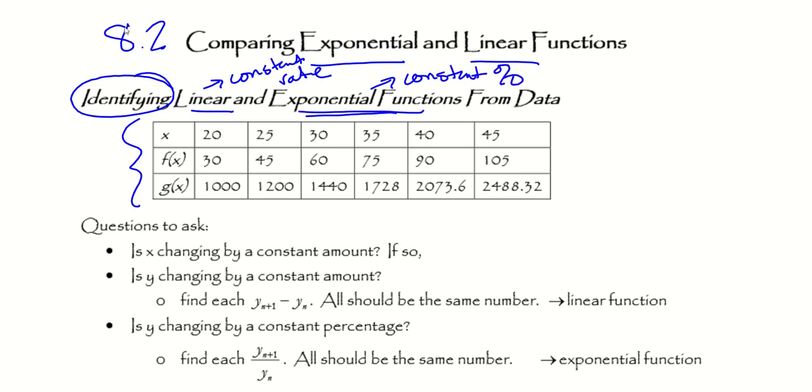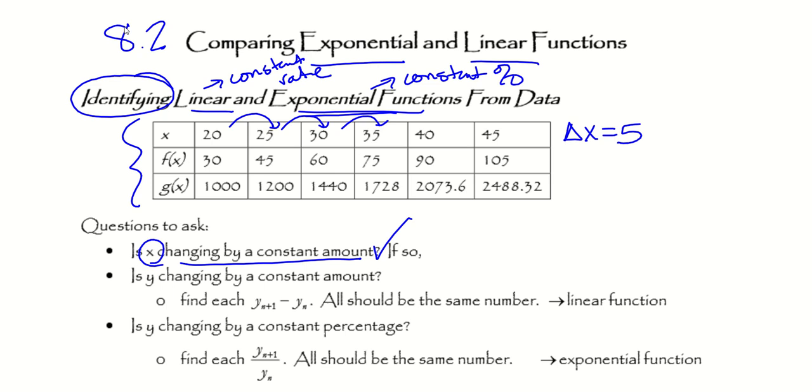With data, the first thing you've got to be careful to look at is whether x is changing by a constant amount. If we look at the values of x listed in this table, when x goes from 20 to 25, it increases by 5, as we do to go from 25 to 30, 30 to 35, and so on. So we have a change in x that is constantly 5. Yes, our x is changing by a constant amount.